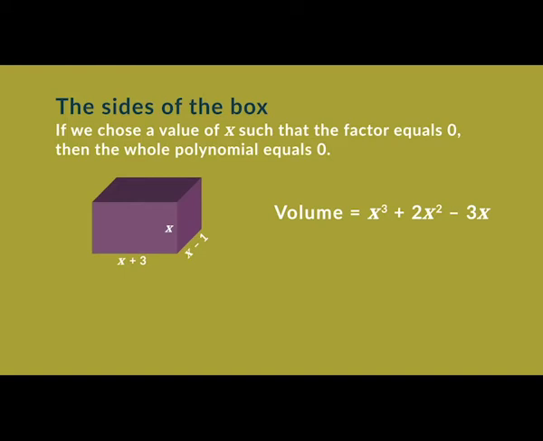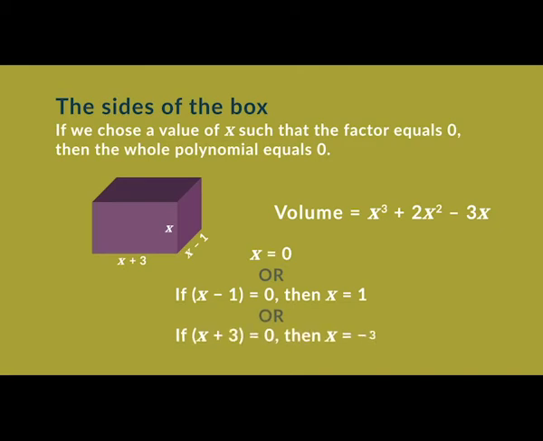For the first factor, x, the value of x that makes it 0 is simply 0. For the second factor, x minus 1, the value of x that makes it 0 is 1. For the third factor, x plus 3, the value of x that makes it 0 is negative 3. This gives us 3 roots of the polynomial. 0, 1, and negative 3 are the roots of this polynomial.